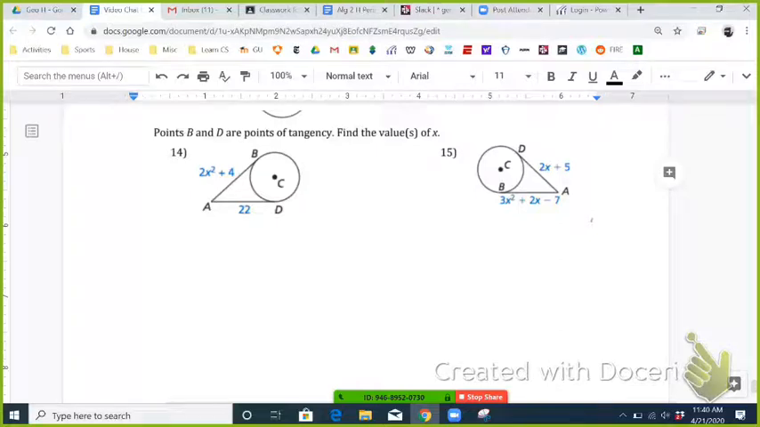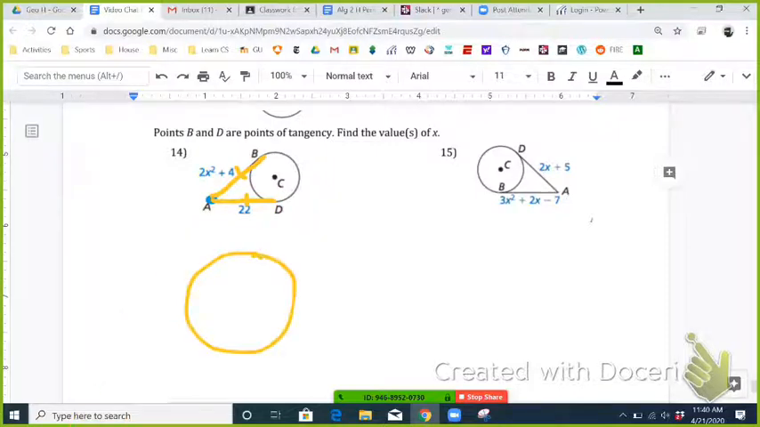So if we look at number 14 here, we have a point outside a circle, and then a tangent segment to the circle on two different sides. Now, those lengths are always going to equal each other. And a quick reason why is you could prove it.